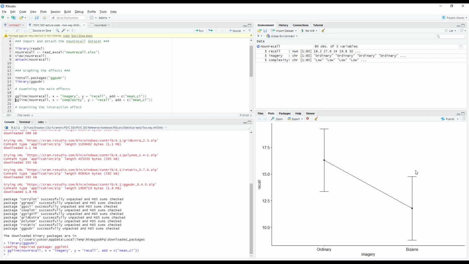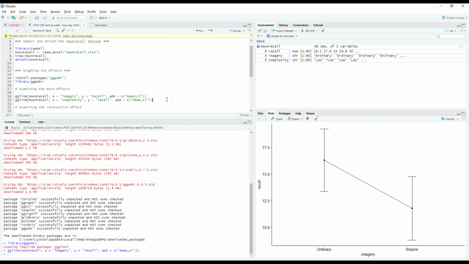Here we are. So here is a graph of the means for the ordinary condition and then the bizarre condition for imagery. The mean recall is higher in ordinary than bizarre. You can see that the means are kind of far apart, but the confidence intervals are also pretty wide. So it's not as though you've got ordinary distributed way up here and bizarre distributed way down here. By eyeballing this graph, because there's so much overlap in the 95% confidence interval, I can't really say whether or not there are significant differences between these two, but that is a possibility.